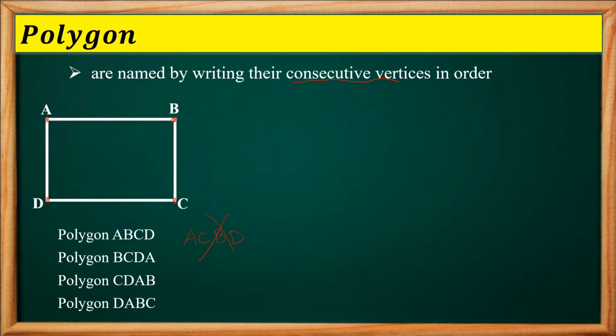Bakit? Tingnan natin si point A. Ayan. Vertex A. Ano ba ang kasunod ni vertex A? Di ba? Si point B or si point D? Magkasunod ba si A at saka si C? Hindi. Therefore, hindi siya pwedeng tawaging polygon ACBD. Okay? Yun ang ibig sabihin ng consecutive vertices. Write their name in a consecutive, according to the consecutive vertices. Okay? In order.